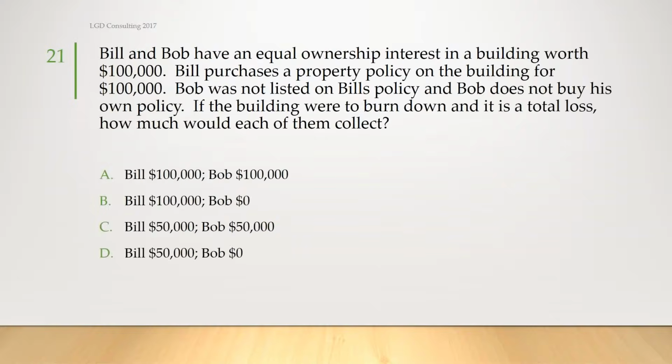All right. Bill and Bob have an equal ownership interest in a building worth 100,000. Bill purchases a property policy on the building for 100,000. Bob was not listed on Bill's policy, and Bob does not buy his own policy. If the building were to burn down and it is a total loss, how much would each of them collect? Now, a lot of people say, well, Bill gets 100,000, Bob gets nothing, but unfortunately, no. Bill only gets 50,000. So even though he insured it for 100,000, he only owns half the building. So he can only collect his half of the building value. Bob doesn't collect anything because he didn't buy a policy and he wasn't named on the policy. So in this scenario, Bill is overinsured and Bob is definitely underinsured. All right. Now, these are concepts for the test.